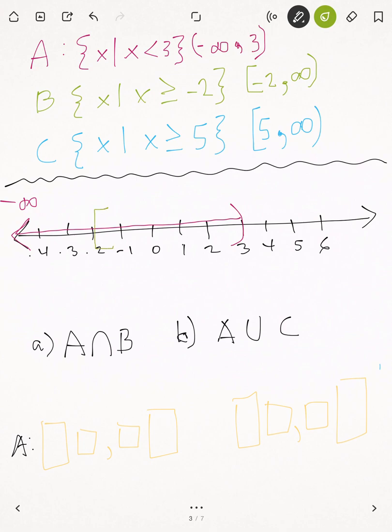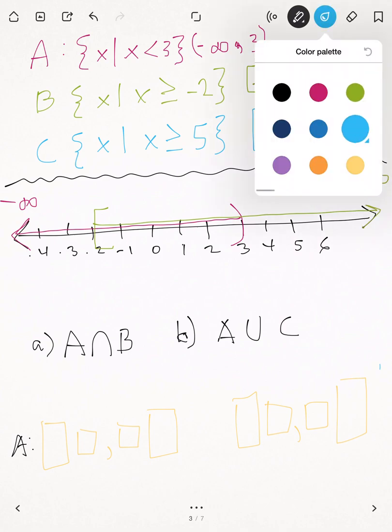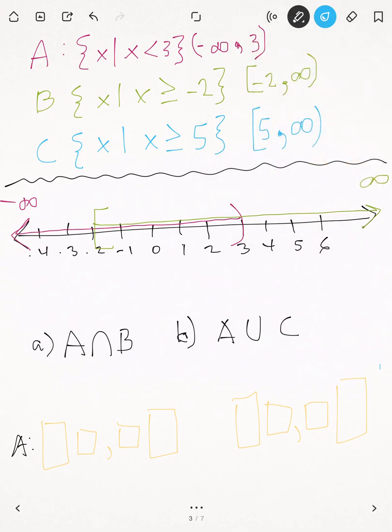To graph the second one, we want all the numbers between -2 and infinity, including -2. So I'll put the square bracket here, and I'll draw all the way up to positive infinity, which is over here. Now, for the last one, set C, all the numbers larger than 5. That starts here, and it goes up to infinity.